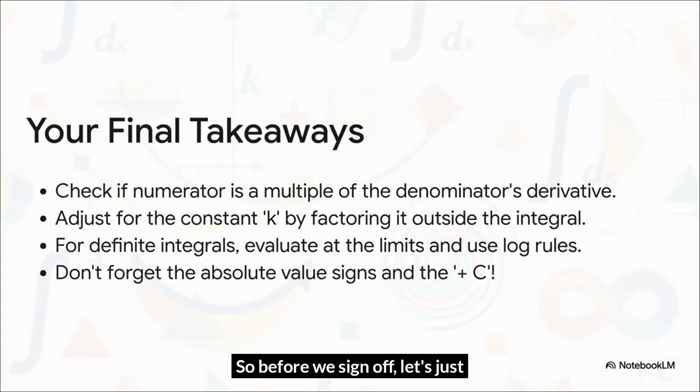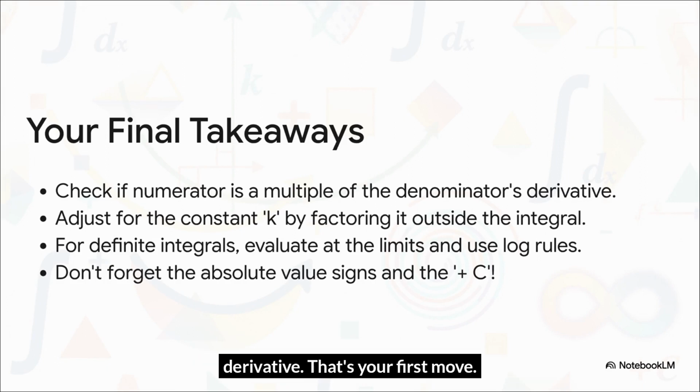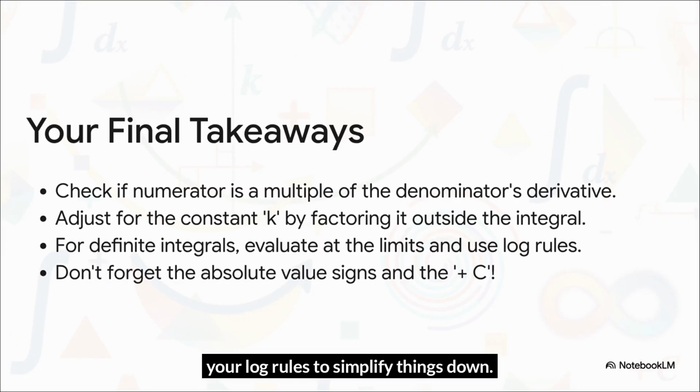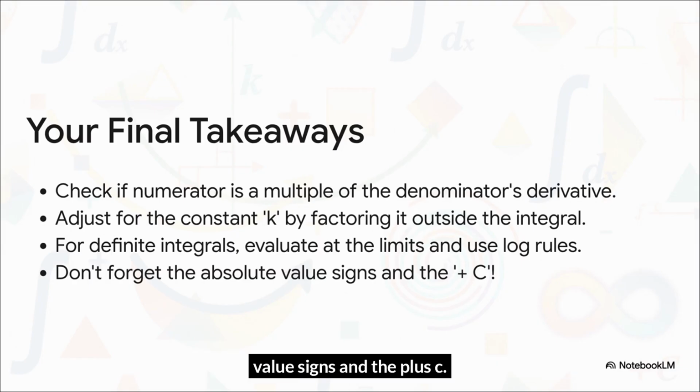So before we sign off, let's just run through the big takeaways from today. Number 1, always check if the numerator is a multiple of the denominator's derivative. That's your first move. If it is, you just need to adjust for that constant k by pulling it outside the integral. When you're dealing with definite integrals, don't forget to evaluate at the limits and then use your log rules to simplify things down. And please, for the love of math, don't forget the absolute value signs and the plus c.